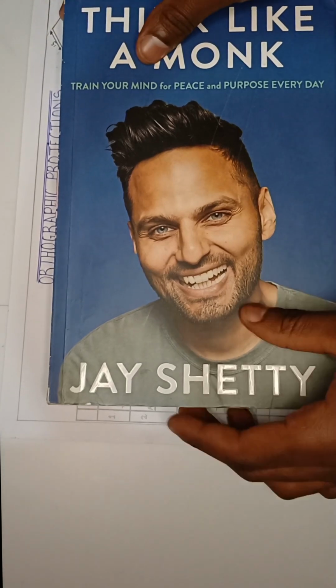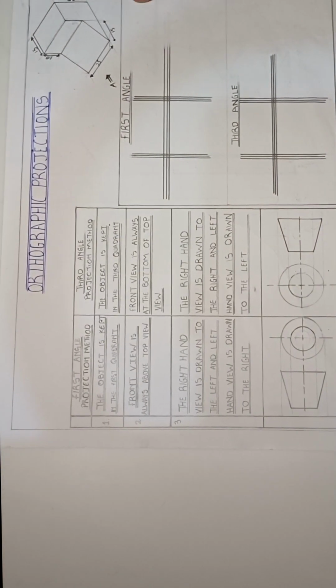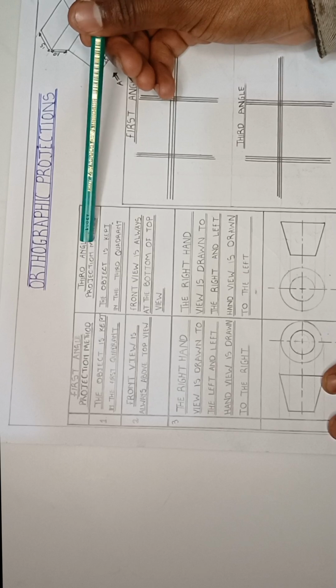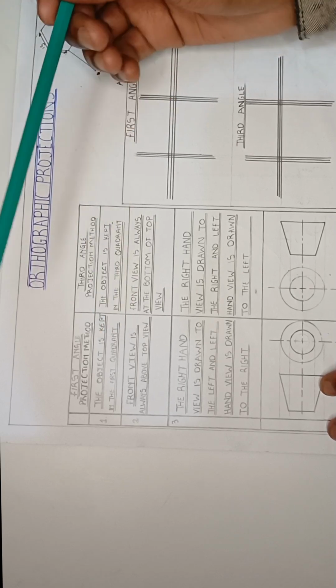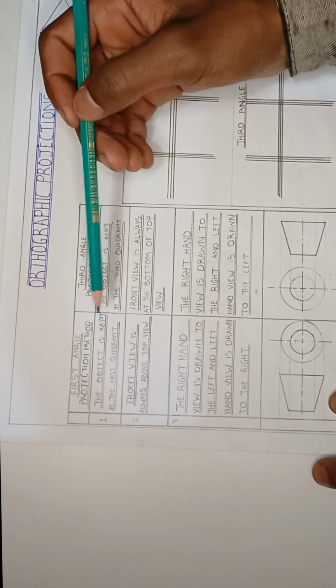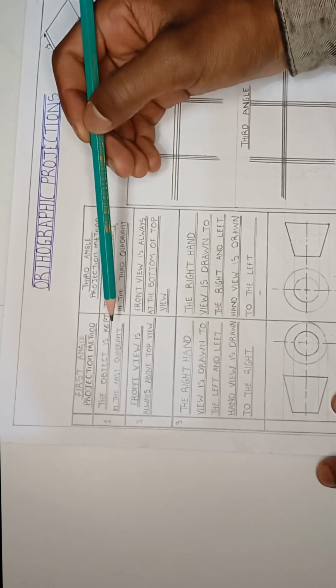Okay, so moving to our differences here, I've written a summary of the differences between first angle projection method and the third angle projection method. The difference number one is that in first angle, our object is kept in the first quadrant.